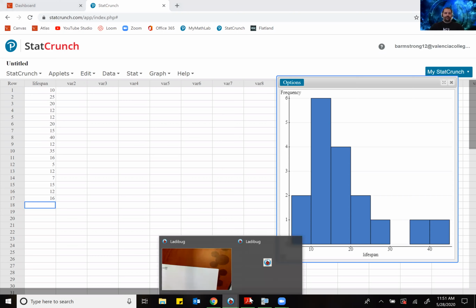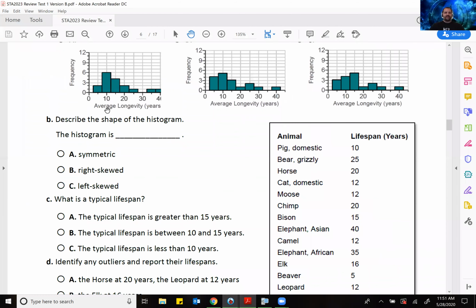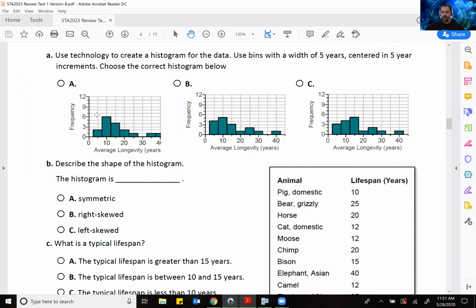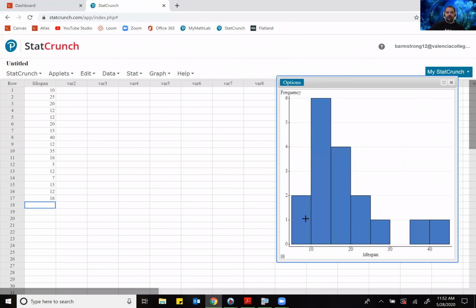Okay. So we know that this is A. It says, describe the shape of this. Right skewed. Perfect. Because we have a tail over here on the right side. And again, you can see that really here. It goes up and then it just peters off into a tail.